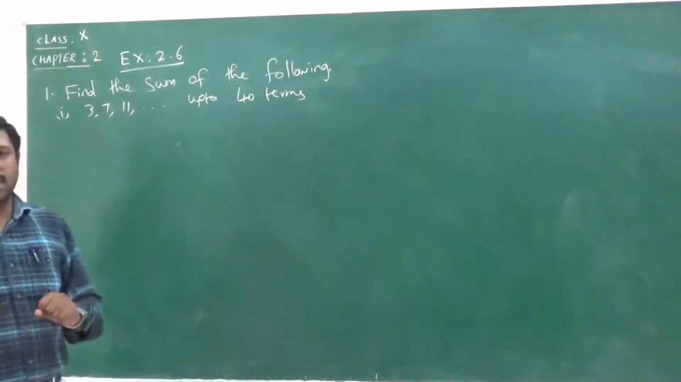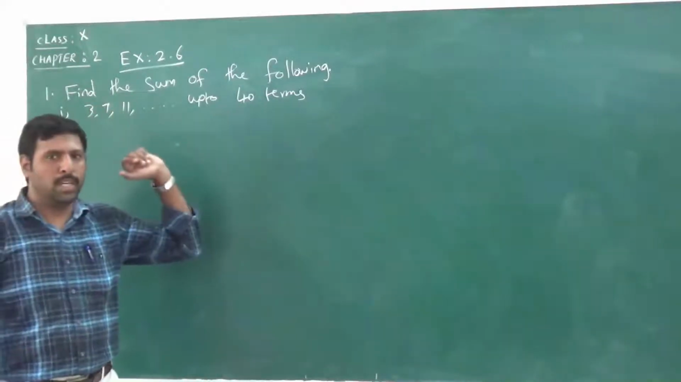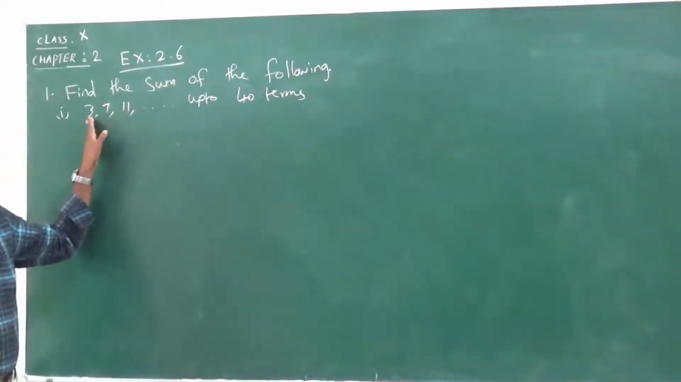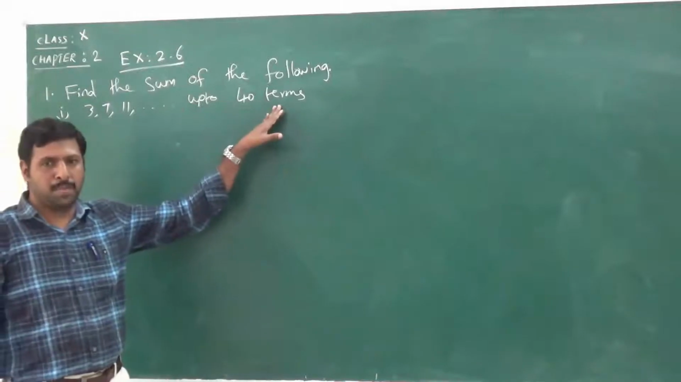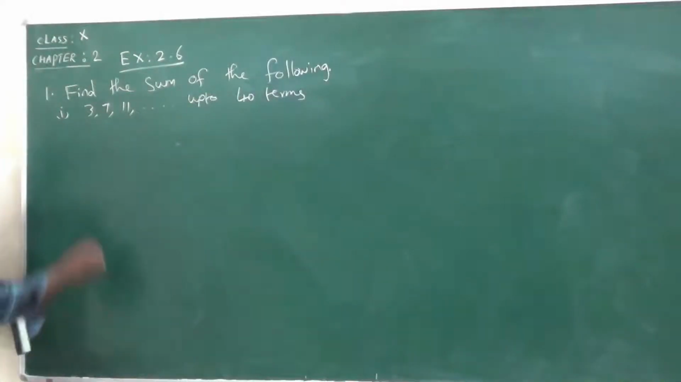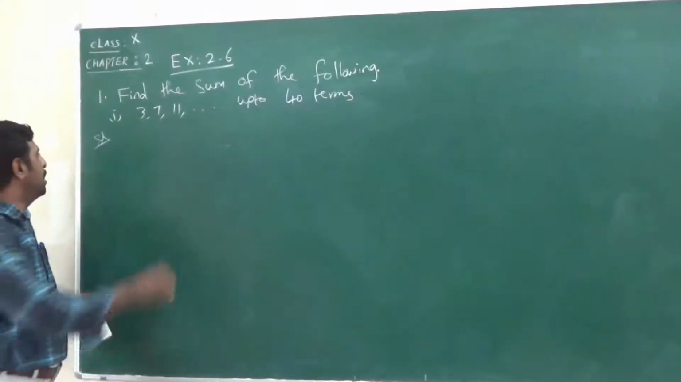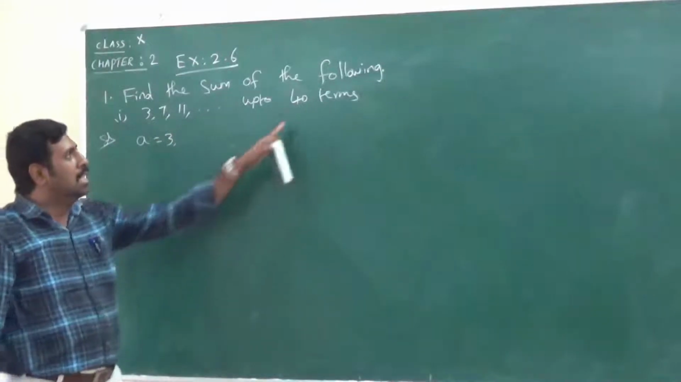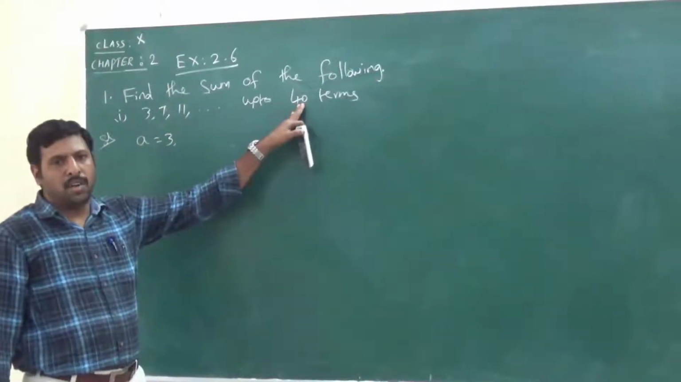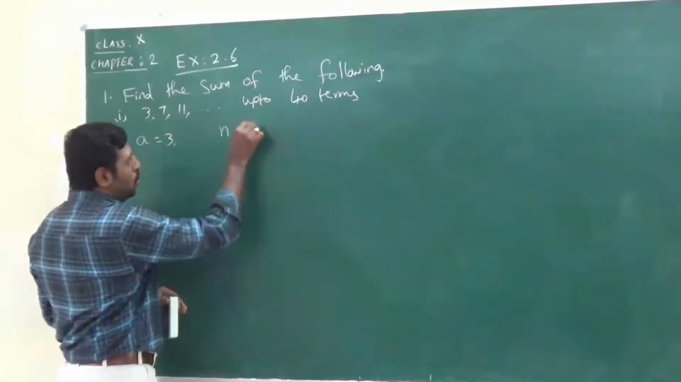Next we see exercise number 2.6, question number 1. Find the sum of the following. The given sequence is 3, 7, 11 up to 40 terms. Now, we always know that the first term is a. So a is equal to 3, and n is equal to 40, since we have to find up to the 40 terms.